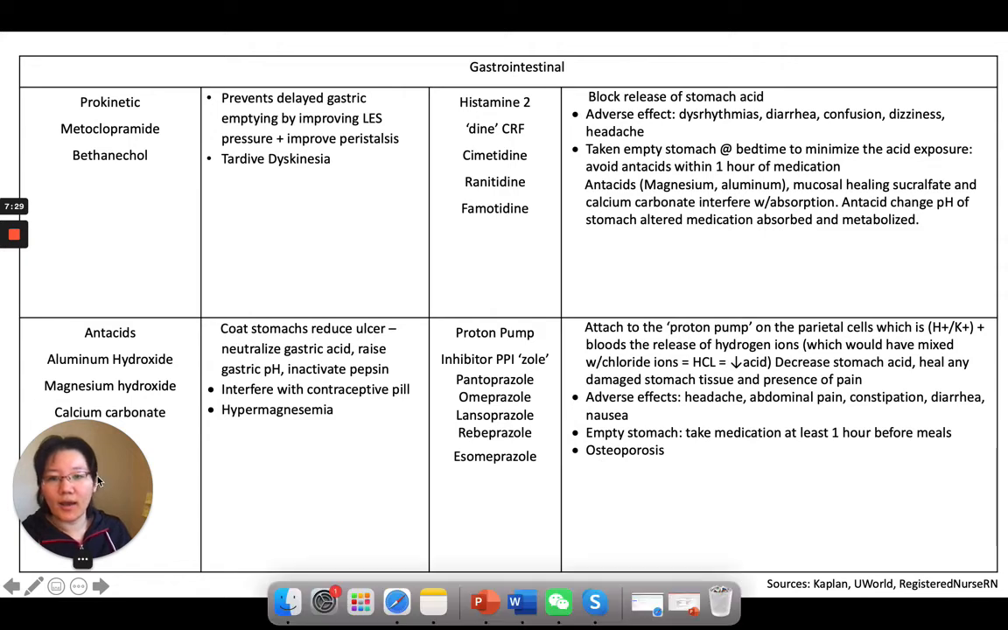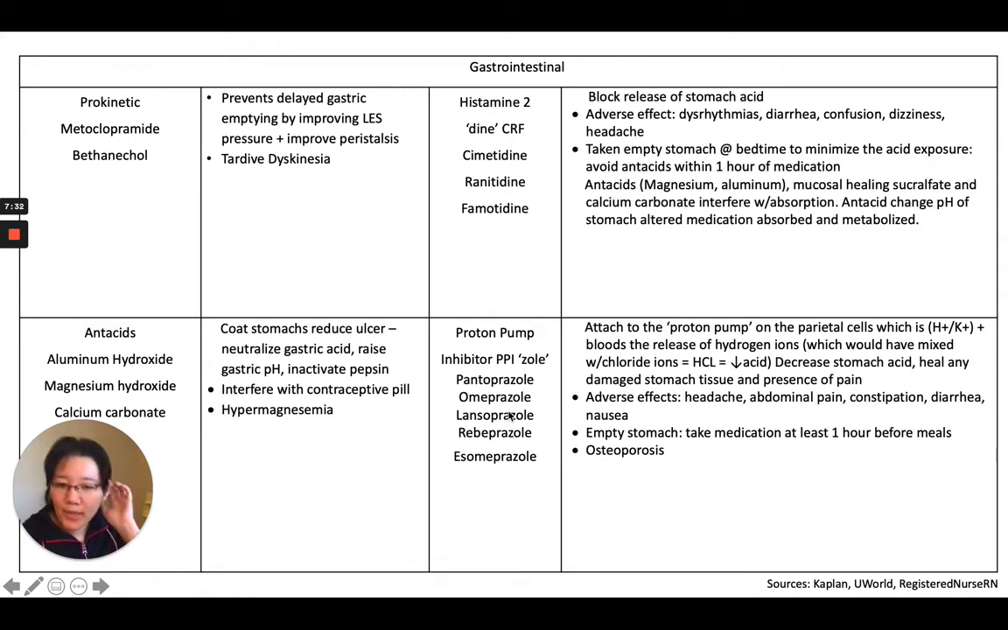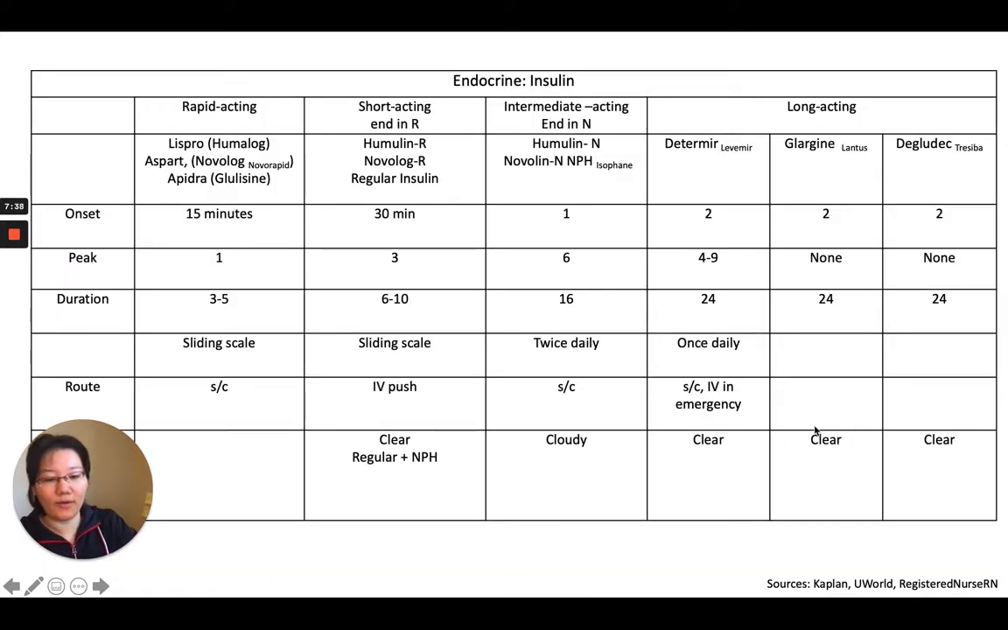GI, I take pantoprazole, for example. Give a bit of definition and then adverse effects and things we need to remember.